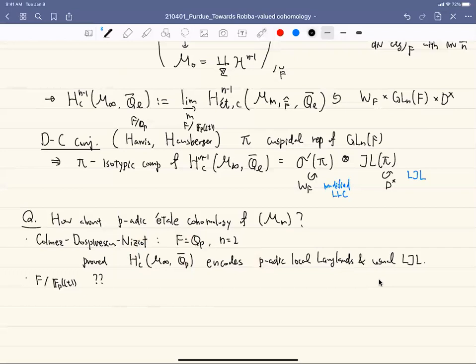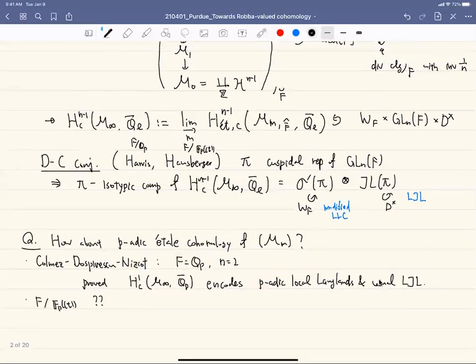Does their proof relate to Hamilton's work on the tower, what kind of tower? So let's see. That is completed cohomology, I mean.